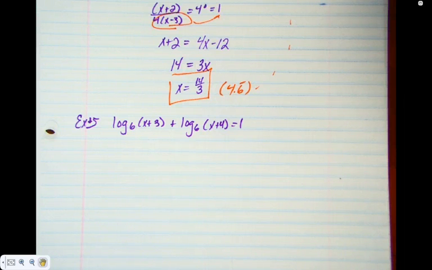Step 1. How do we know? Because the logs are all together and anything without a log is already on the other side. Step 2. Simplify, smush it down into one log. Go ahead and do that.